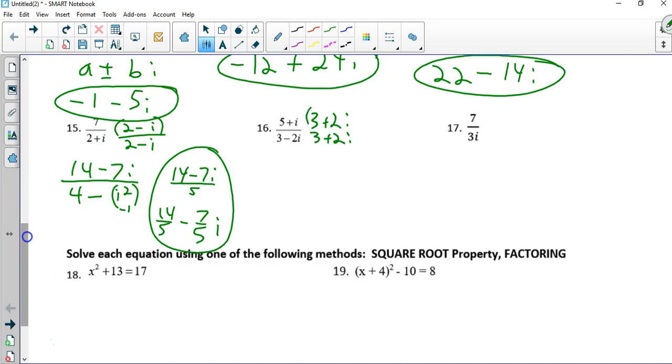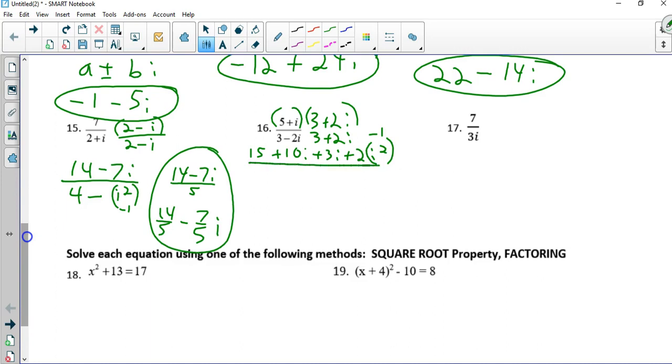Alright, so I'm going to put these both in parentheses, so when I FOIL, I remember to do everything. 5 times 3 is 15. 5 times 2i is 10i. 3 times i is 3i. And 2i times i is plus 2i squared, which is negative 1.